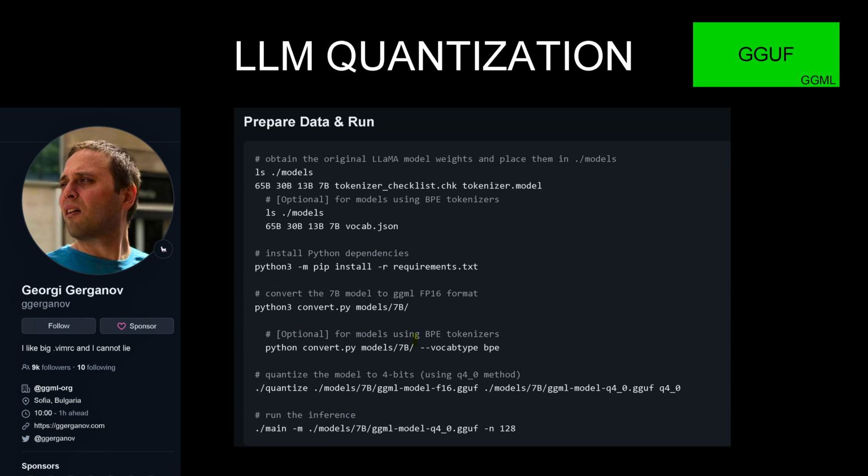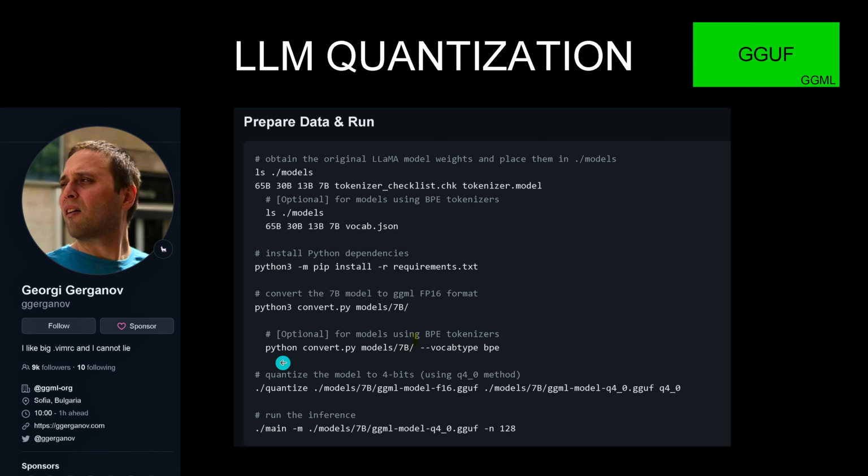How complicated is it to code? Not complicated at all. Look, you obtain the original Llama model weights and place them in the model directory. Great. You install your dependencies with requirements.txt. You convert the 7 billion model to a GGML floating point 16 format with convert.py. Done. Even for a model that uses the byte pair encoding tokenizer, you take care of this.